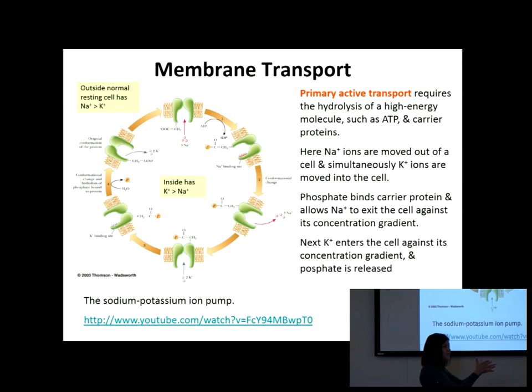So what we're doing is we're squeezing it out, right? Here it's open, the sodiums come in, and then we're going to squeeze it out. And then the potassiums come in, and then we're going to take the phosphate out, and squeeze it in. So you're pushing it in. You're using the energy from an ATP. So let's watch our video.